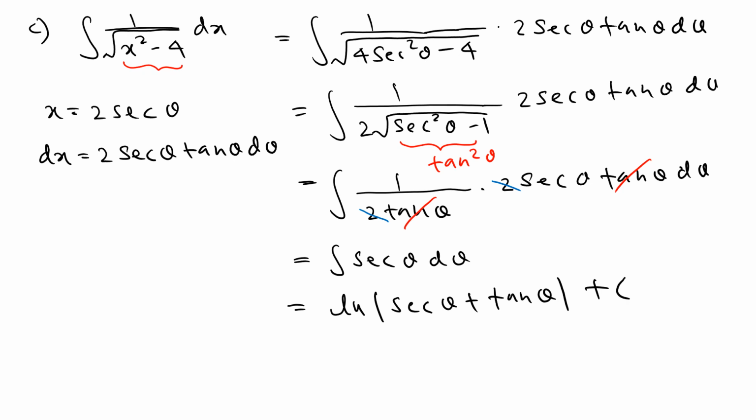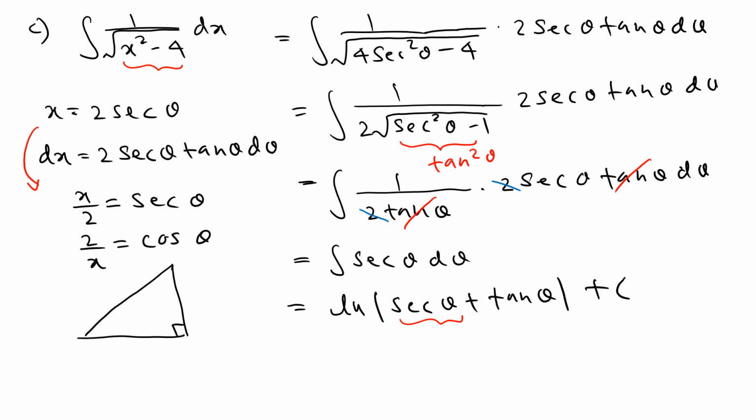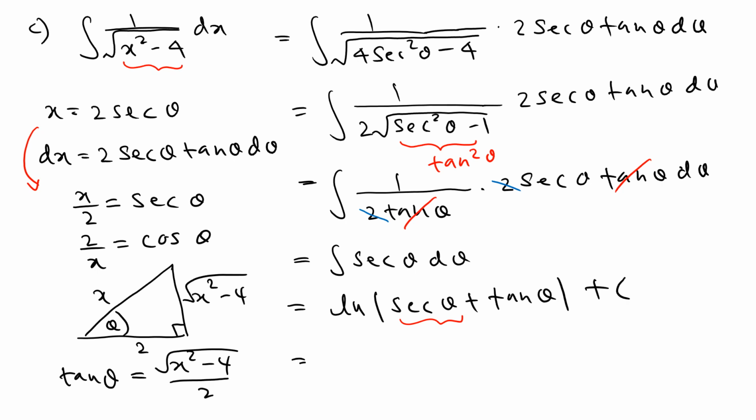Now you want to convert your secant and tan into x. Secant you can already get, secant is just x over 2. But we don't know tan. So again, we use the same trick. We try to draw the triangle. This says that x over 2 equals secant theta. In other words, 2 over x equals cosine theta. So let's draw the triangle. This is theta. Cosine is 2 over x. So that means this side is the square root of x squared minus 4. So tan theta is opposite over adjacent.